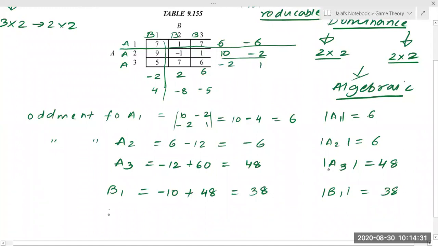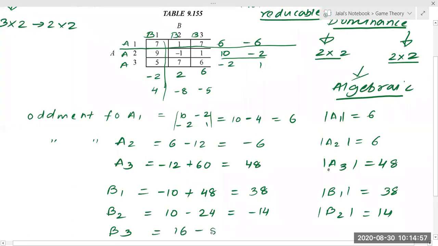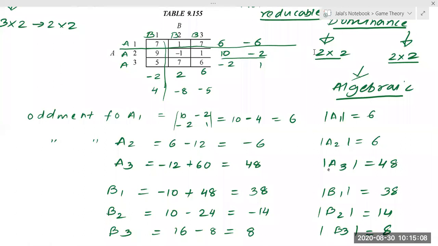Okay. Now mod of B2. What will be oddment of B2? Minus minus plus 10 minus 24. So this is coming out to be minus 14. So mod of B2 will be 14. Now oddment of B3. What will be oddment of B3? 16 minus 8, it is coming out to be positive. So mod of B3 will also be positive 8. Okay. Has everyone understood till here?